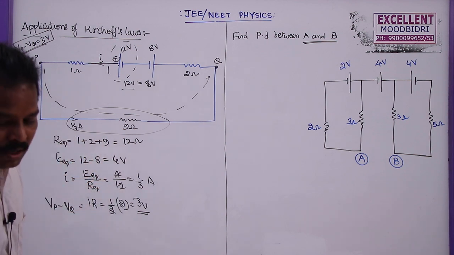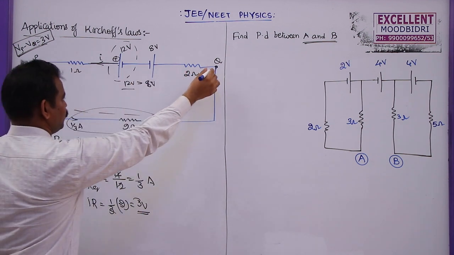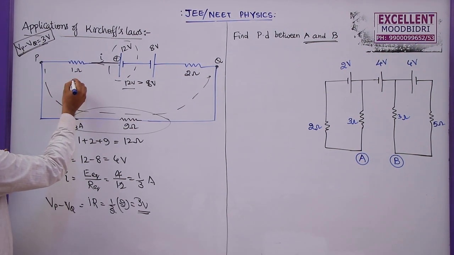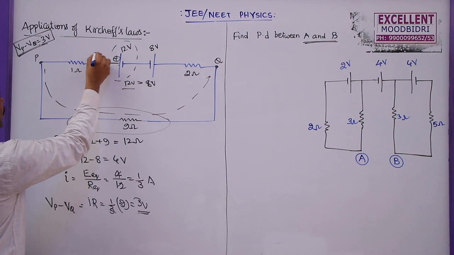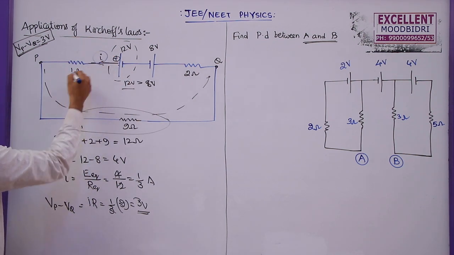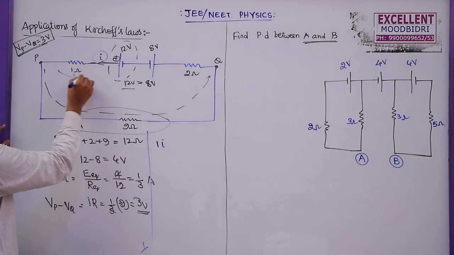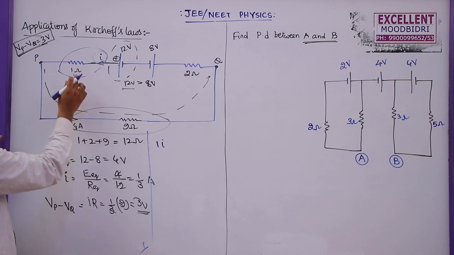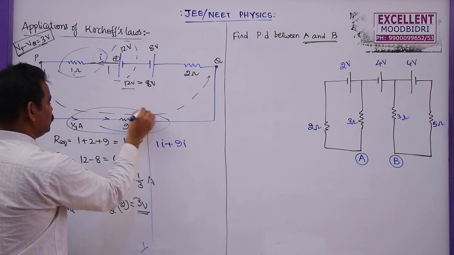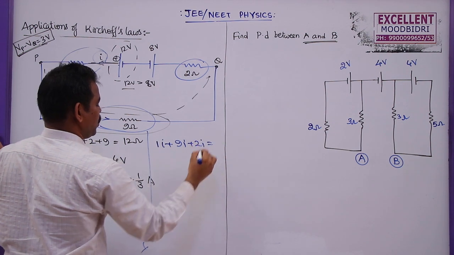If you want to use Kirchhoff law, what can you write? I am going to write this one between P and Q. By using Kirchhoff voltage law, let us say the current coming from this battery is I. So what is the potential drop across this? 1 into I. This is the potential drop here. I am not taking it as negative. Then 9 into I, that is the potential across this one, plus here 2 into I.